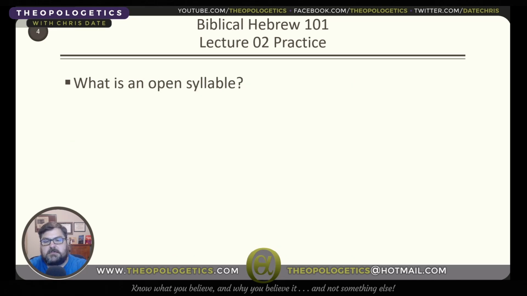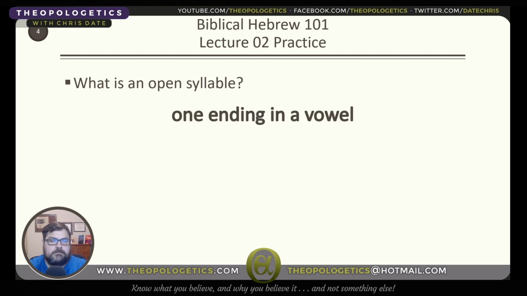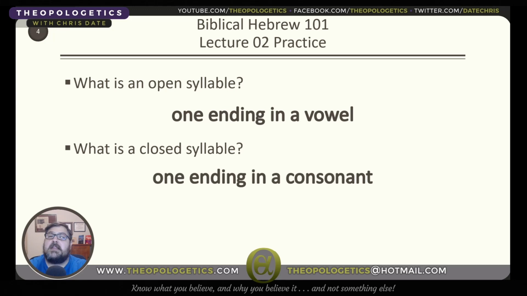What is an open syllable? In Biblical Hebrew, an open syllable is one ending in a vowel. What is a closed syllable? Well, this should be fairly easy after having answered the previous question. A closed syllable is one ending in a consonant.